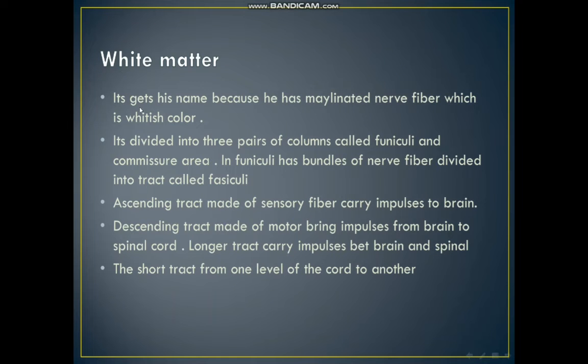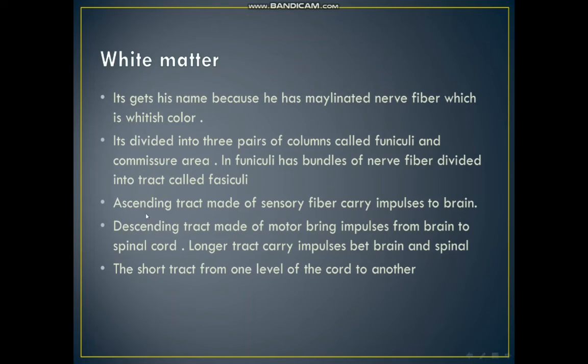The white matter gets its name because of the myelinated nerve fibers, which have a whitish color. It is divided into 3 pairs of columns called funiculi around the commissure area. The funiculi have bundles of nerve fibers, divided into tracts called fasciculi. So the funiculi have nerve bundles in them.